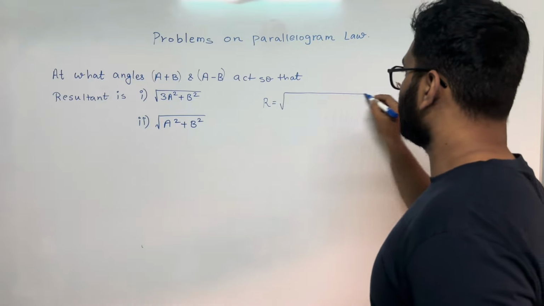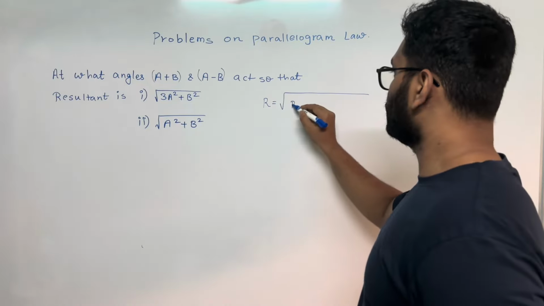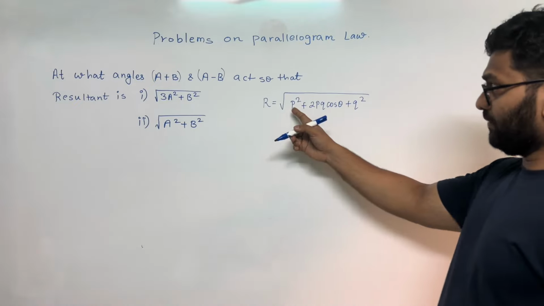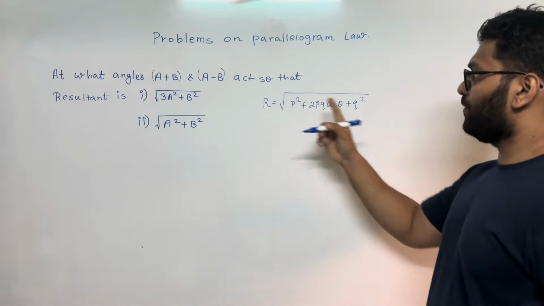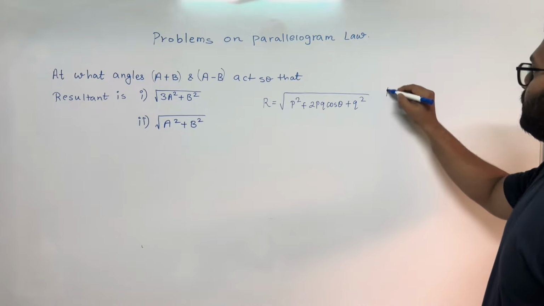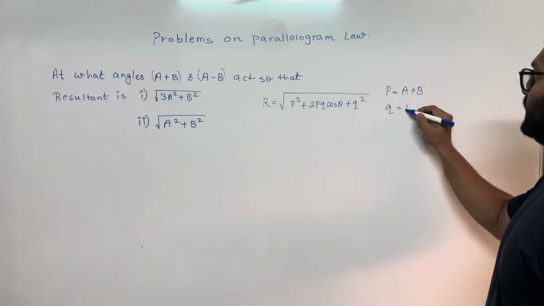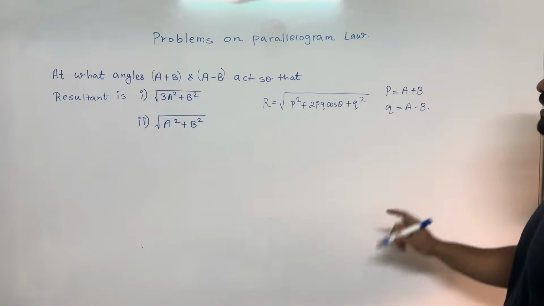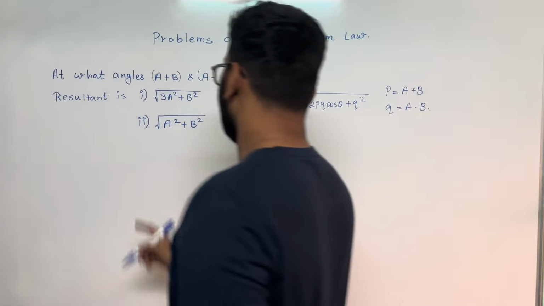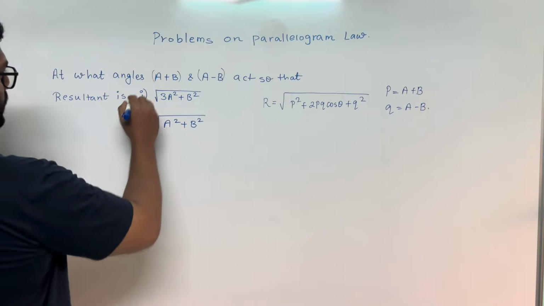R is equal to square root of p square plus 2pq cos theta. I am using q instead of b, it doesn't matter. You can change the names of the variables. The resultant is this. Now here the p value is a plus b and the q value is a minus b. So let's substitute these values here, and the resultant should be this one. We are doing this first one.